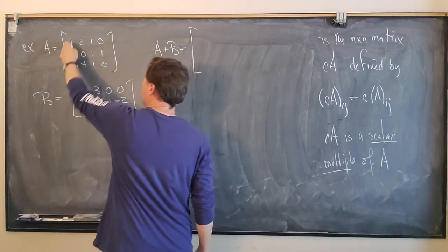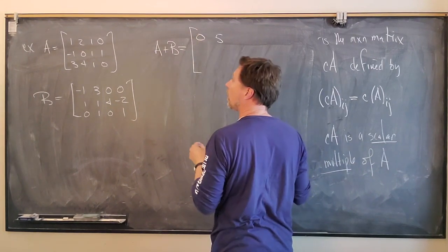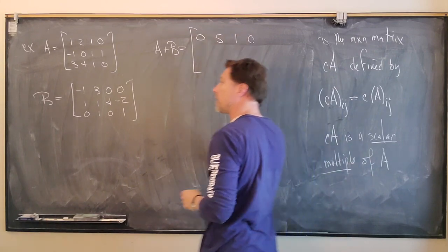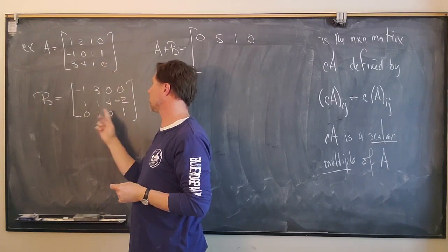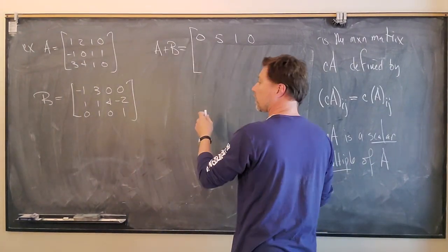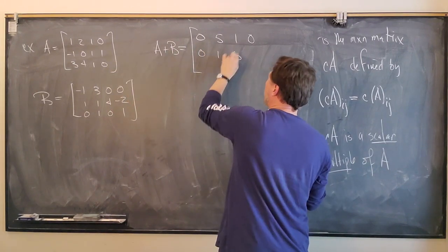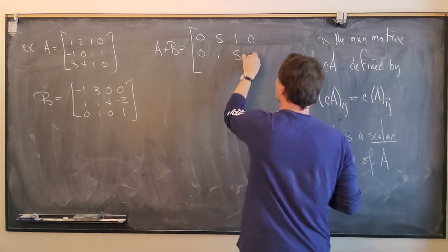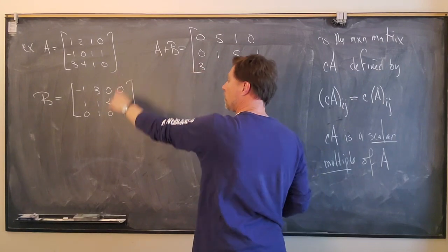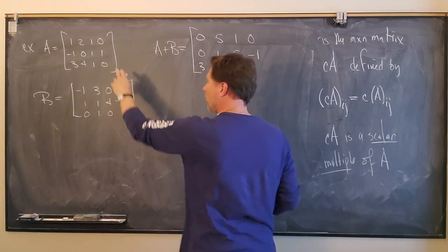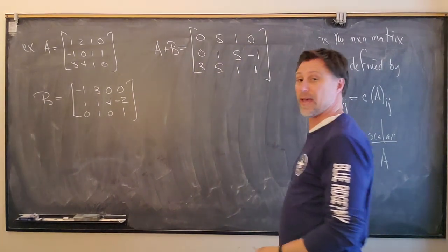And so what do we get when I add 1 plus minus 1? I get 0. 2 plus 3 is 5, then I'll get a 1 and a 0. So I added 2 plus 3 to get the next entry. Then I did 1 plus 0, 0 plus 0. Now we move to the next row: 0, 1, 4 plus 1 is 5, negative 2 plus 1 gives us negative 1. I'll have 3 plus 0, so that's a 3. 4 plus 1 is 5. 1 plus 0 is 1, and then a 1. Right, so there's A plus B.